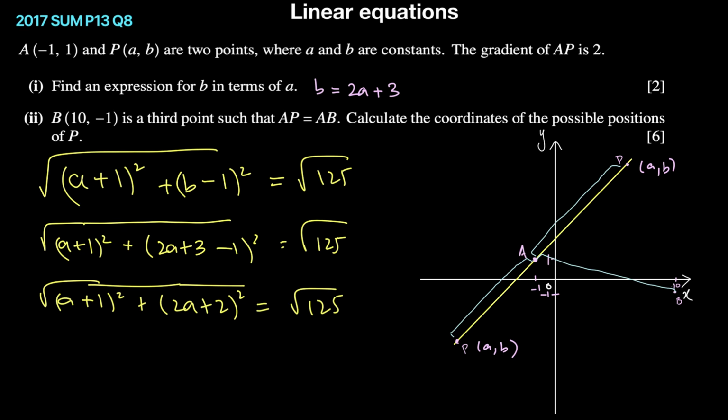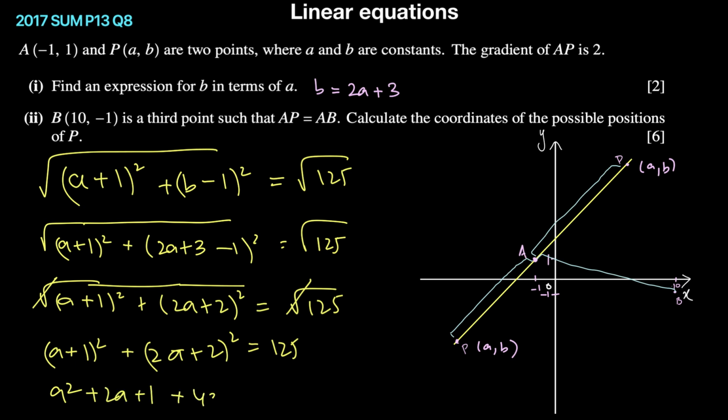For the sake of simplicity, let's remove the square root on both sides first. That makes it a lot easier for us. So now we have (A plus 1) squared plus (2A plus 2) squared equal to 125. Now we're going to get a quadratic expression. Let's expand it: A squared plus 2A plus 1 plus 4A squared plus 8A plus 4 is equal to 125.